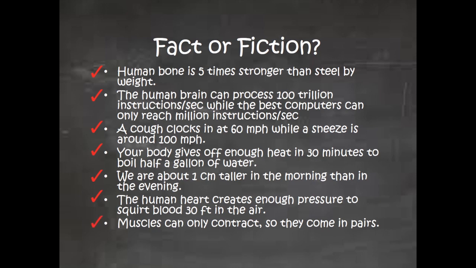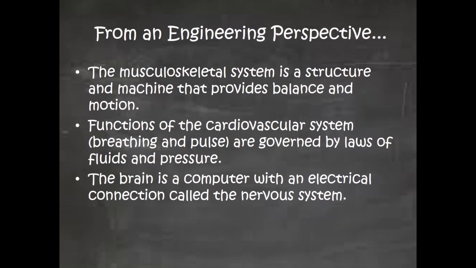True again. Muscles are either relaxed or contracting, but they never go beyond the relaxed state, so pairs of muscles contracting in opposite directions are necessary to give us the wide range of motion that we have. There's no doubt the body is pretty amazing, especially from an engineering perspective. Our best efforts after years and decades of research can't even come close to the body's abilities.